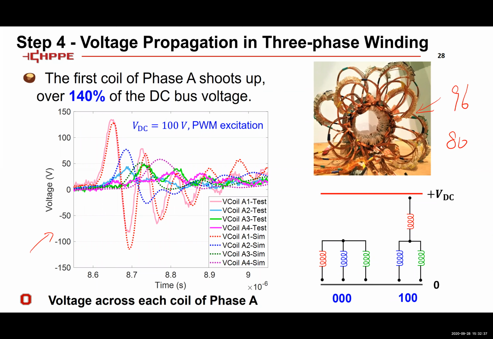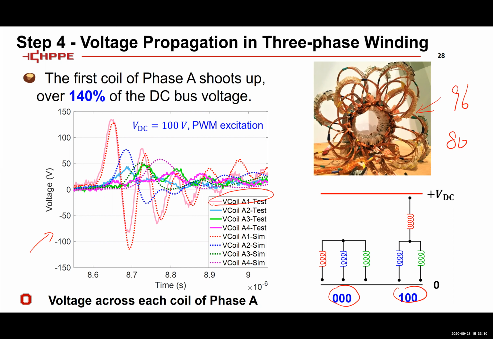The results here are the voltage across individual coils for both test and simulation. Here the switching status goes from 000 to 100. That means your phase A top switch turns on, right? For this case, we see the highest voltage stress in the first coil of phase A. For phases B and C, the voltage stress is low.